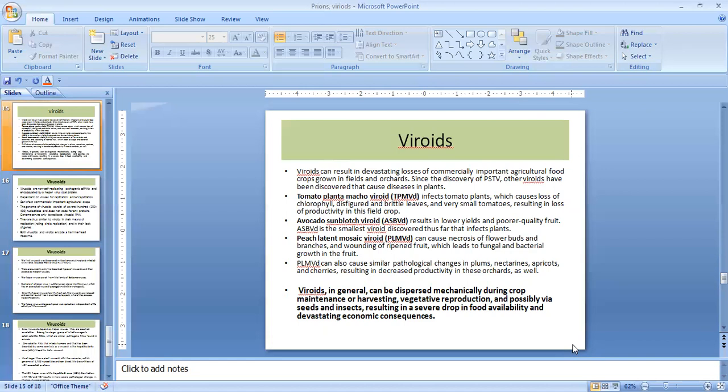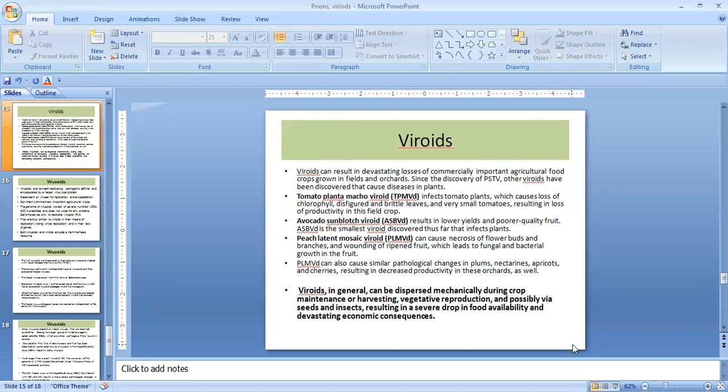Then viroids can result in devastating losses of commercially important agricultural food crops grown in fields and orchards. Since the discovery of potato spindle tuber viroid, other viroids have been discovered that cause disease in plants. Just go through the names. It is not much important, but just for your information, just go through the names.